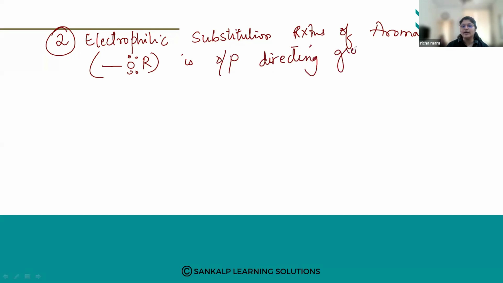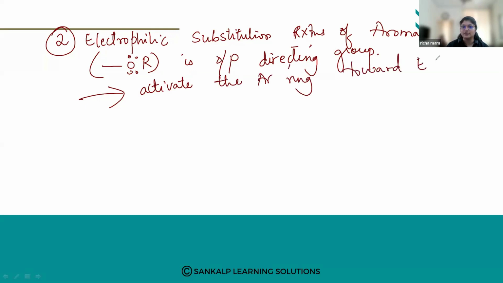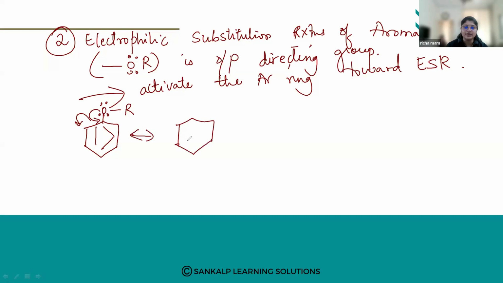Fine. This is an ortho or para directing group, and what it will do, it will activate your aromatic ring towards the electrophilic substitution reaction. Fine. So let us see first one, halogenation. Before that, let me show you how it activates. Suppose I have this benzene and alkoxy group. Due to the presence of the lone pair of electrons, this will undergo delocalization of electrons.